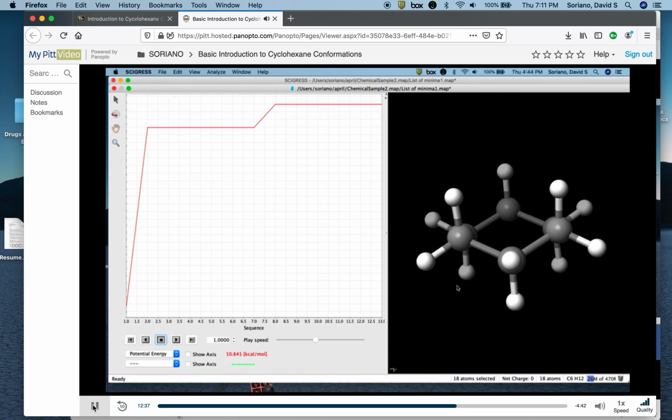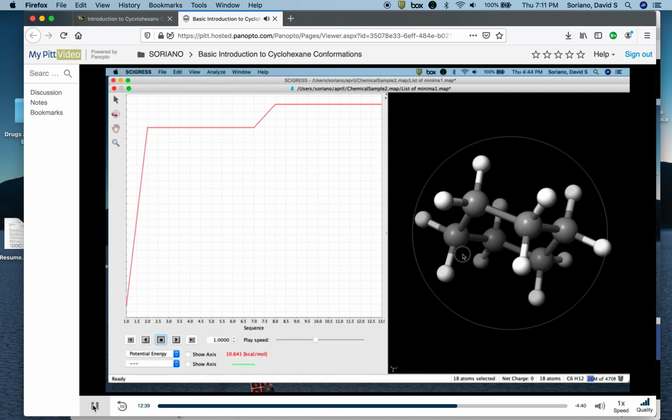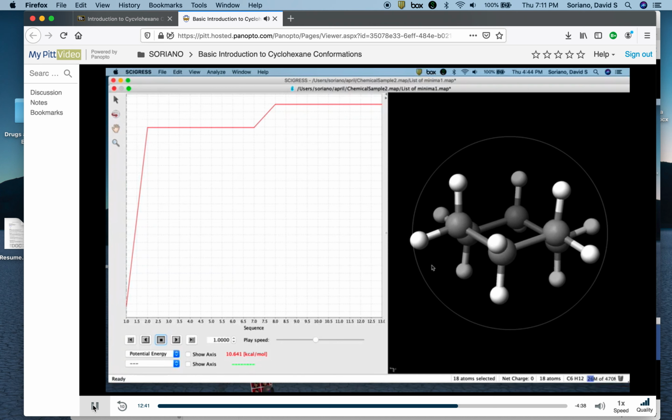So this is a low energy chair. And the beauty of this is that you can also generate a pool of conformers to investigate because, you know, that cyclohexane may be part of a drug candidate. And you want to know exactly what that cyclohexane conformation is like depending on what's attached to this.